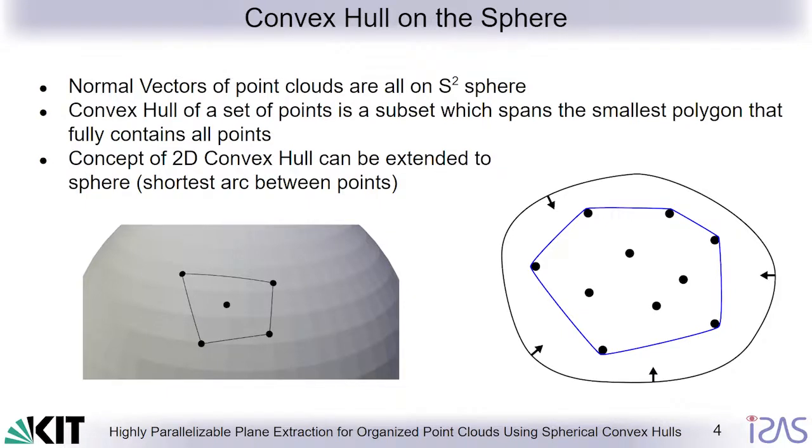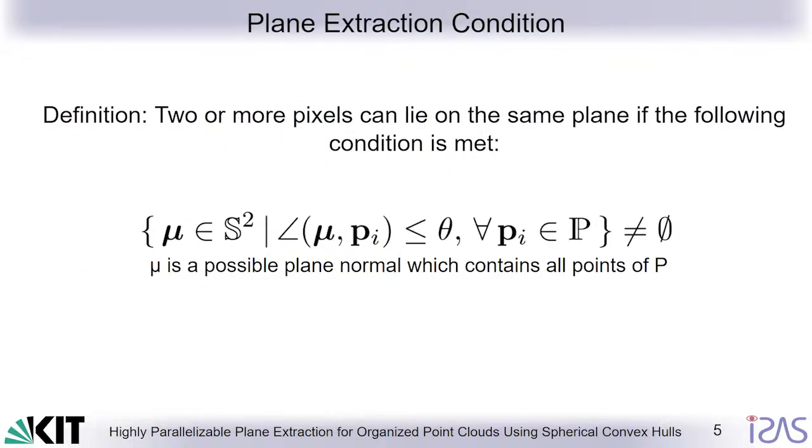A convex hull of a set of points is the smallest polygon that contains all points. This concept can be extended to points on a sphere. Instead of the Euclidean distance, we employ the arc length. To decide if two normals are part of the same plane, we define a plane extraction condition. In our definition, normals are part of the same plane if a plane normal mu exists, so that the individual angles between the plane normal and the point normals are less than a predetermined theta. If at least one mu exists, then the given point normals lie on the same plane.